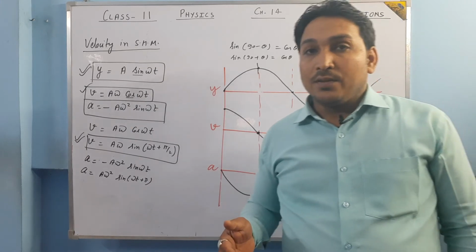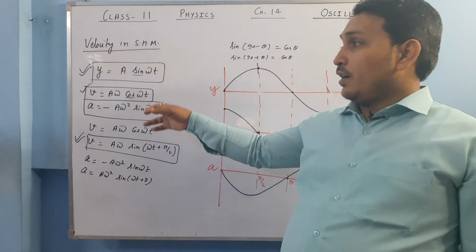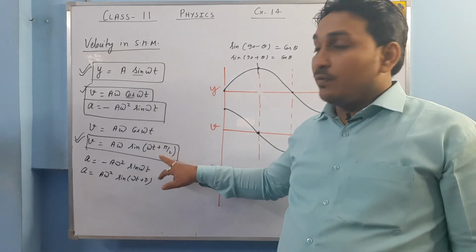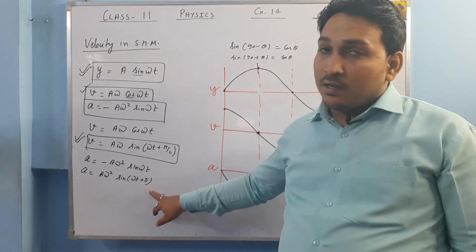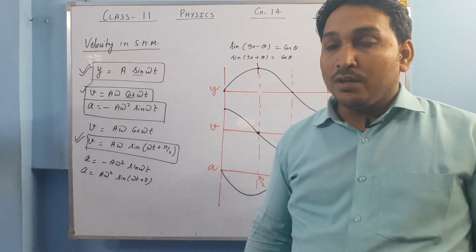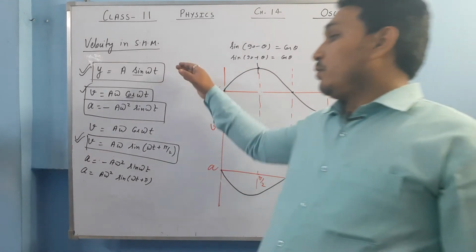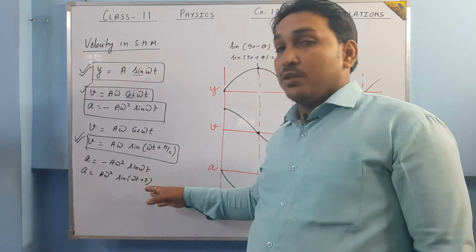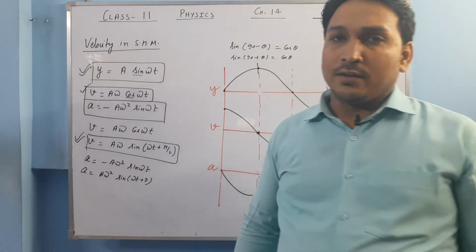The phase difference between displacement and the velocity is pi by 2, and the phase difference between velocity and the acceleration is again pi by 2. It is pi by 2, it is pi, so pi minus pi by 2, we are going to have pi by 2 only. What is the phase difference between displacement and the acceleration? It is pi, because it is omega t and omega t plus pi. Just subtract that and you will get it.